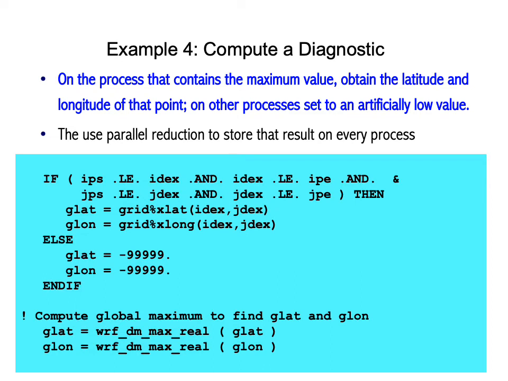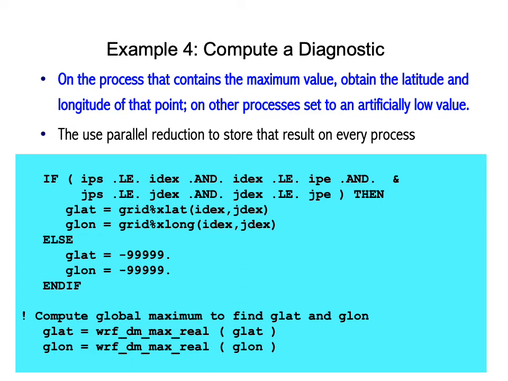So what we do is we set the latitude and longitude, GLAT, GLON, the global latitude and longitude for the entire domain, equal to the latitude and longitude that are defined at that I and J index. If I do not own that grid cell, I'm just going to set the latitude and longitude to a very small negative or a large negative value.